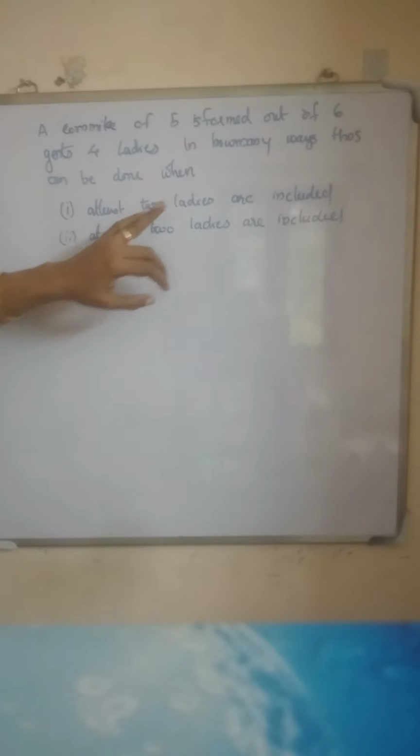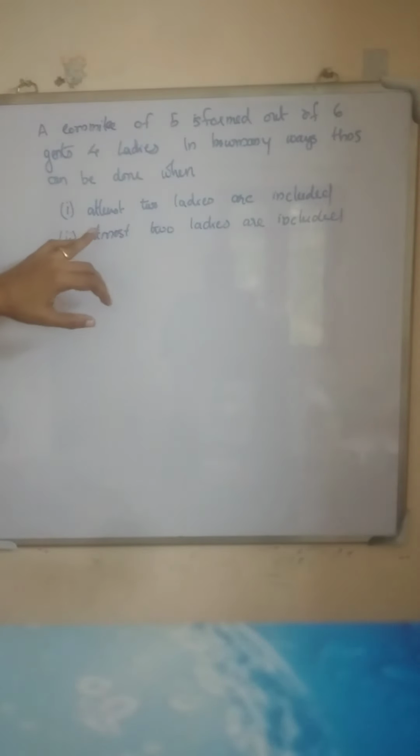Now we discuss the problem. A committee of 5 is formed out of 6 gents and 4 ladies. In how many ways can this be done when at least 2 ladies are included and at most 2 ladies are included? Those are the two questions. The first one is at least 2 ladies are included. A committee of persons consists of at least 2 ladies.